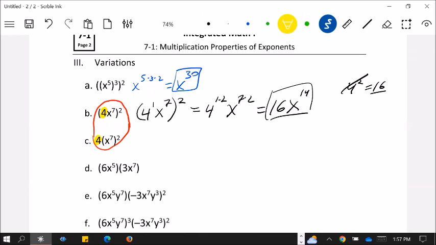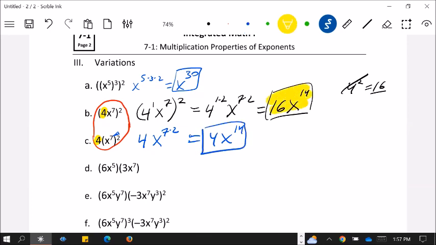Oh, before I do that, now let's look at this next one. The 4 is on the outside of it, and that means what we have is x to the 7th times 2. So the 2 goes with that 7 for multiplying, but not to the 4 because the 2 doesn't affect it. So that means it's 4x to the 14th power.